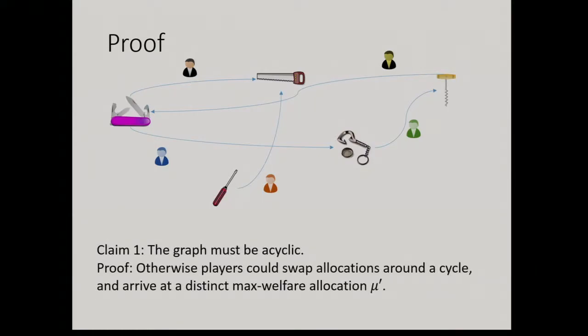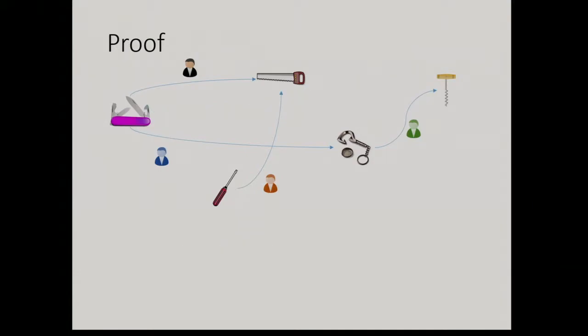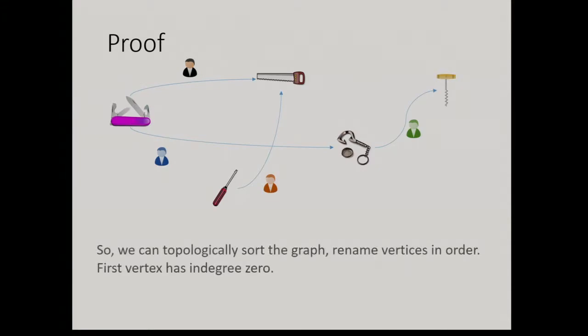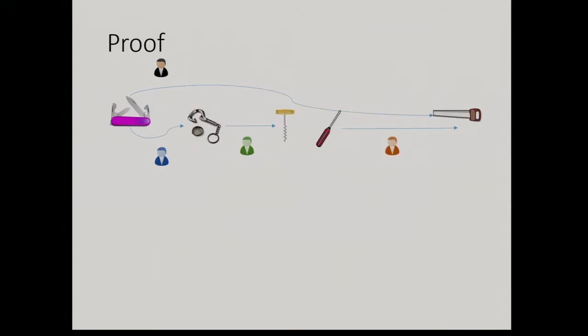And first, I just want to make a series of simple observations about this graph. The first observation is the graph has to be acyclic. Because if it's not, players could swap allocations around a cycle. They'd all still be getting a most demanded good. The supply would still equal demand. And by the first welfare theorem, this would be a different optimal allocation, which would contradict the uniqueness of the optimal allocation. Okay, so the graph didn't look like this. That edge wasn't there. The graph has to be acyclic. And since the graph is acyclic, I might as well topologically sort it and rename the vertices in order. Okay. And the first vertex is going to have in degree 0 since it's a topological sort.